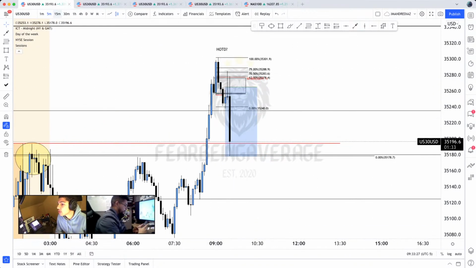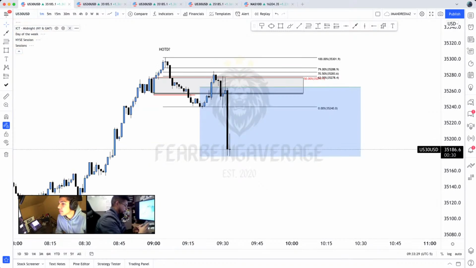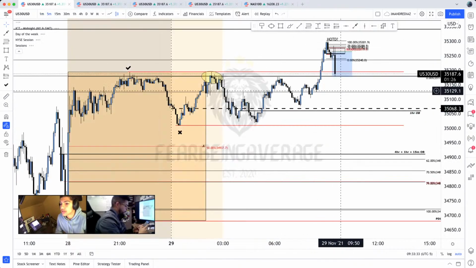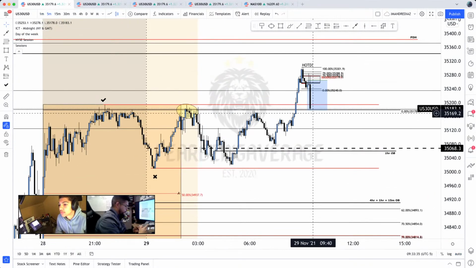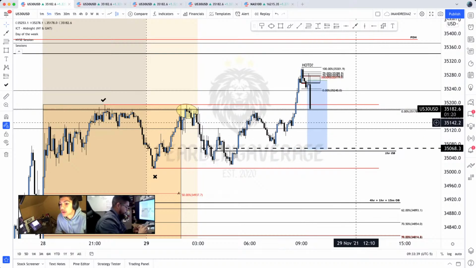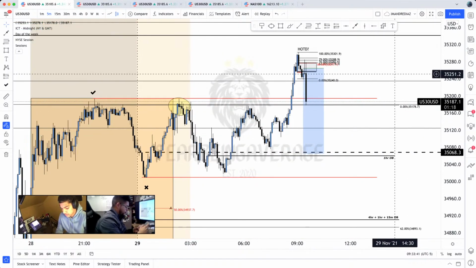Yeah, because it can still run. That's why I'm going to hold this. But I'm not going to risk anything more than needs to be risked. But you can still catch a majority of this drop. We can still catch it all the way down to 35,000 if it wants to keep dropping. Oh yeah, keep on dropping.